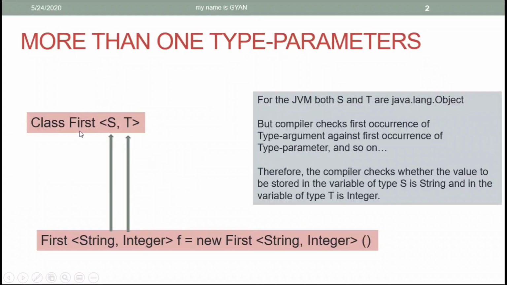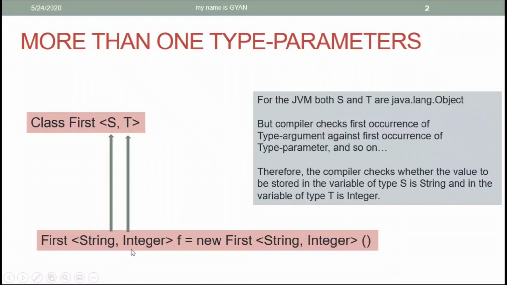Now look at here. Here we have the class First, which is having two type parameters, S and T. Here we are not showing the definition of the class First. In another class, we are creating a new object of class First with two type arguments. Since the class definition has two type parameters, that's why we have two type arguments while creating an object of the class First. The first type parameter of the class First will become the first type argument, and the second type parameter of the class First will become the second type argument.